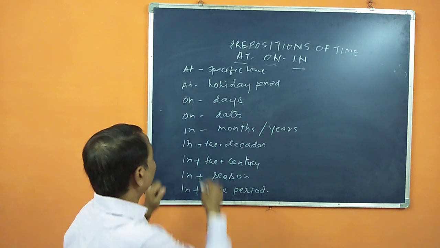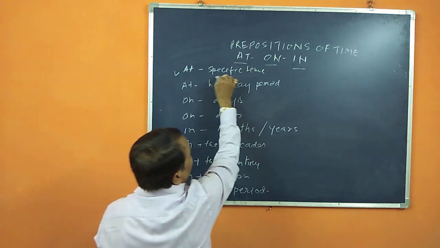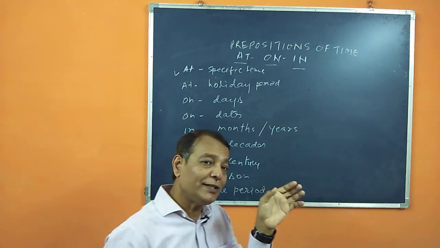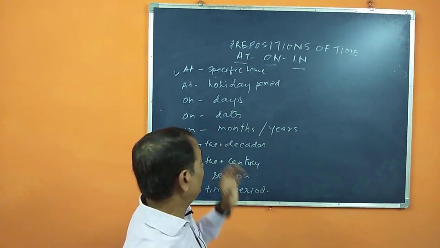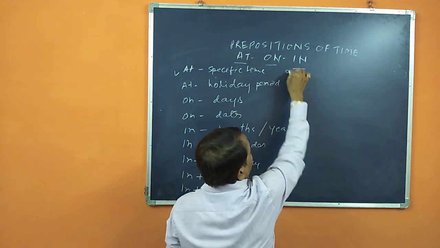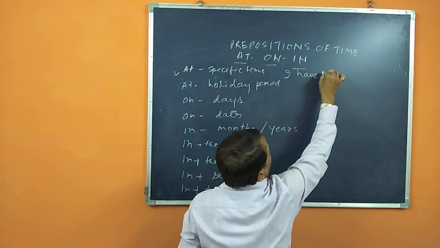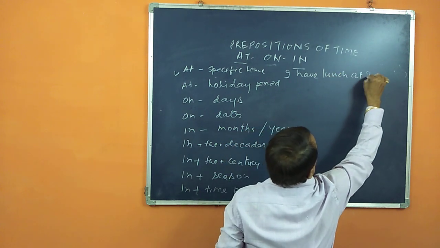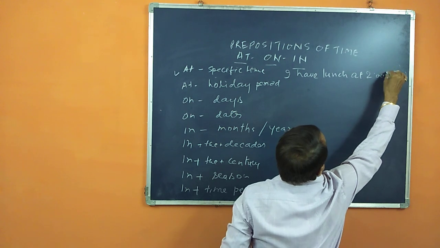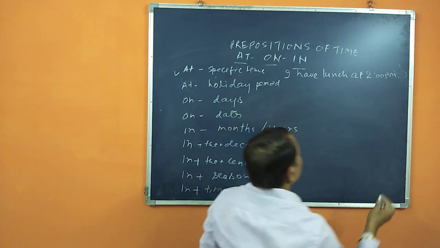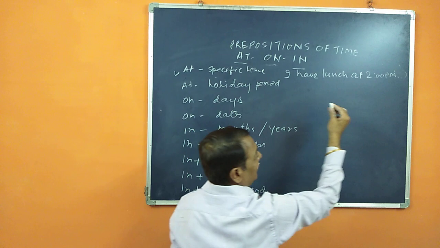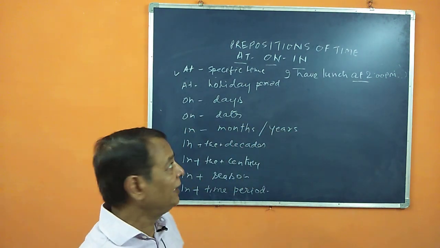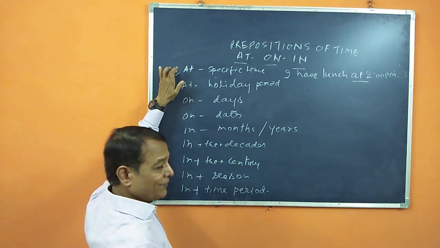At. The first one is at. Here I have mentioned a specific time. Specific time means you tell people, suppose you say, I have lunch at 2 p.m. I have lunch at 2 p.m. You are specifying time here. So at a specific time we are supposed to use at.